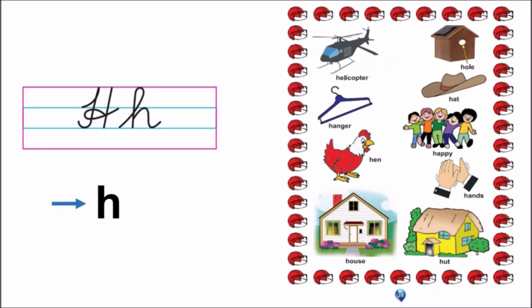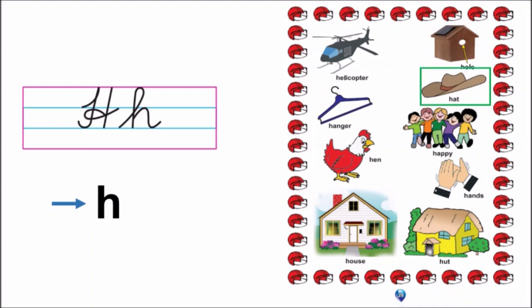Now let us look at the pictures beginning with the sound H. And children, you have to repeat after me. H her helicopter. H her hanger. H her hen. H her house. H her hole. Look at the arrow, children. This arrow is pointing at hole.